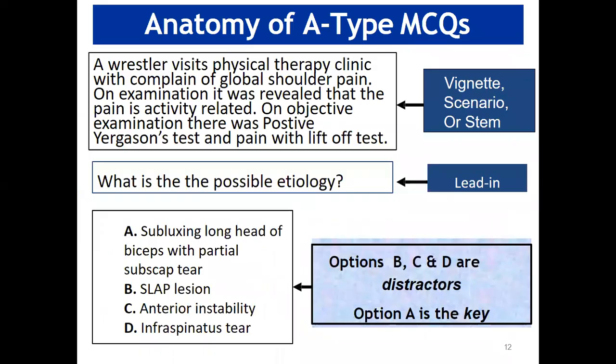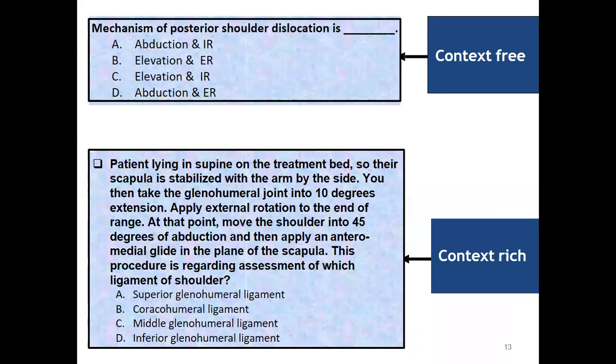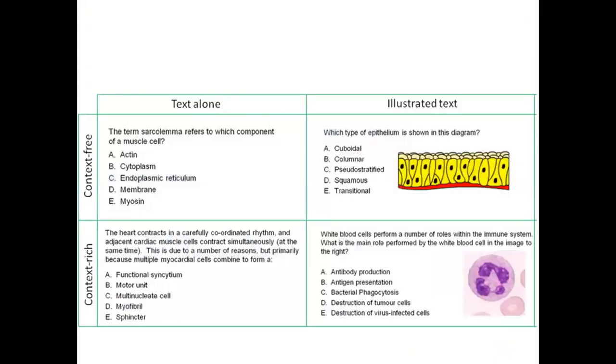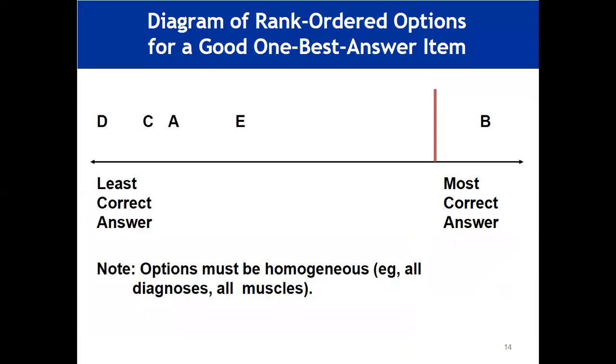What are the different parts of the MCQ? Then what are the different components of the A-type MCQ? With examples, we discussed what are the context-free and context-rich question. Then the text alone and illustrated text question are examples of both context-free and context-rich question.